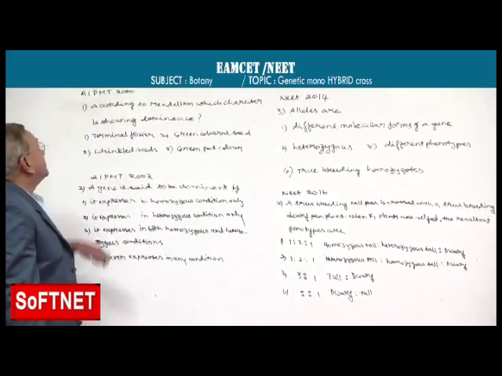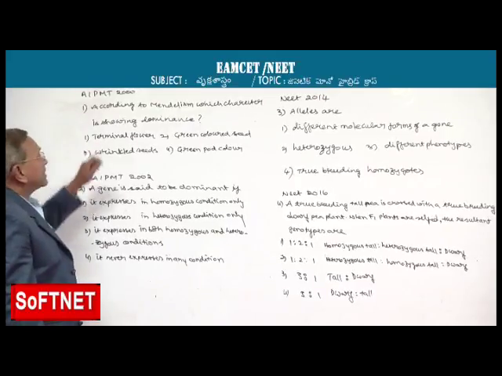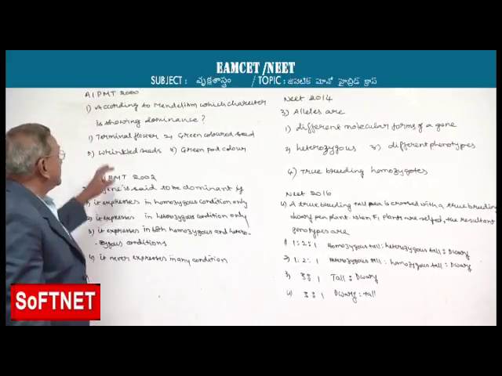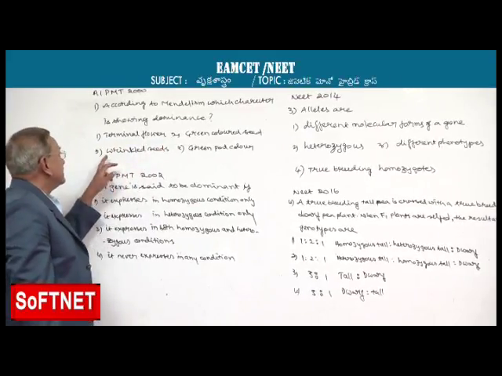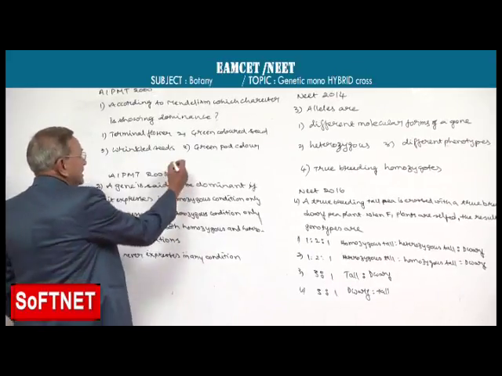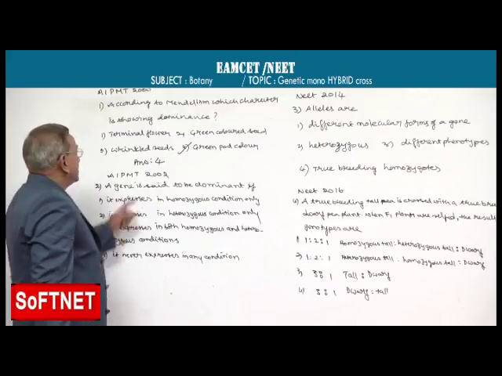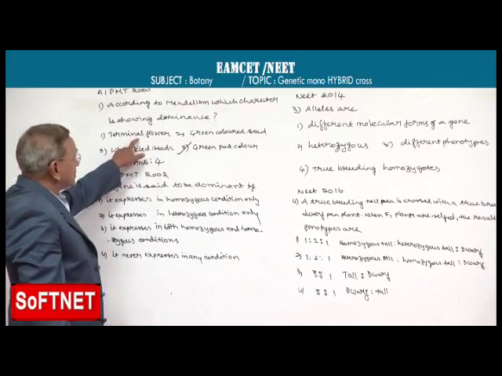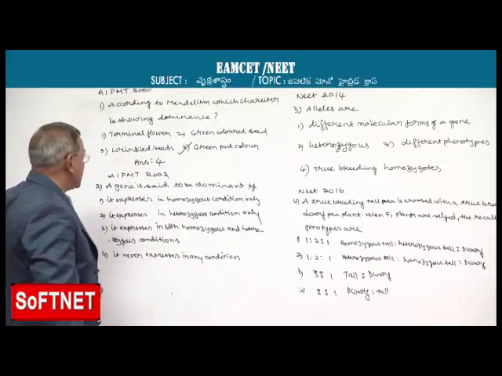This is an AIPMT question based on our present content. According to Mendelism, which character is showing dominance? Is it terminal flower, green colored seed, wrinkled seed, or green pod color? The answer must be 4. This is recessive, this is also recessive, this is also recessive. So, the fourth option is the correct one.